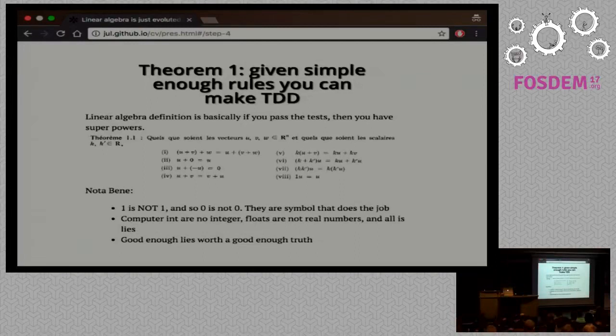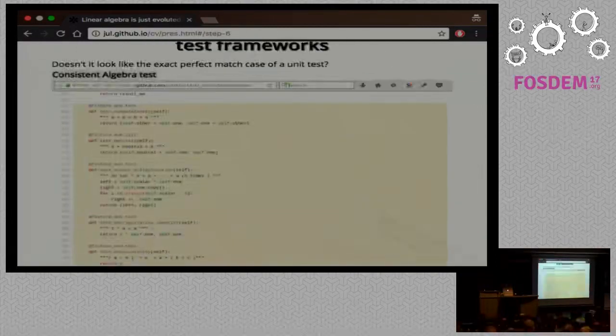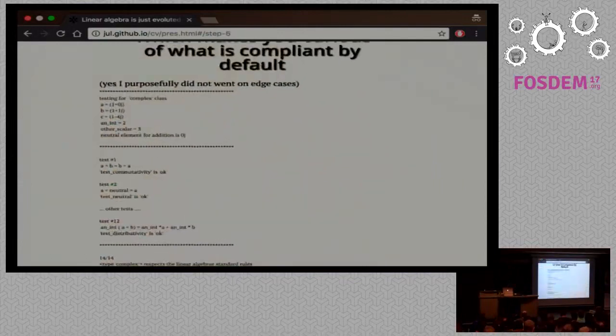So once you've got these rules, you code. I've coded a kind of unit test that tests the basic stuff like a plus b equals b plus a and stuff like that, which is not very interesting. But I was like, why not do it? If we can, we do.